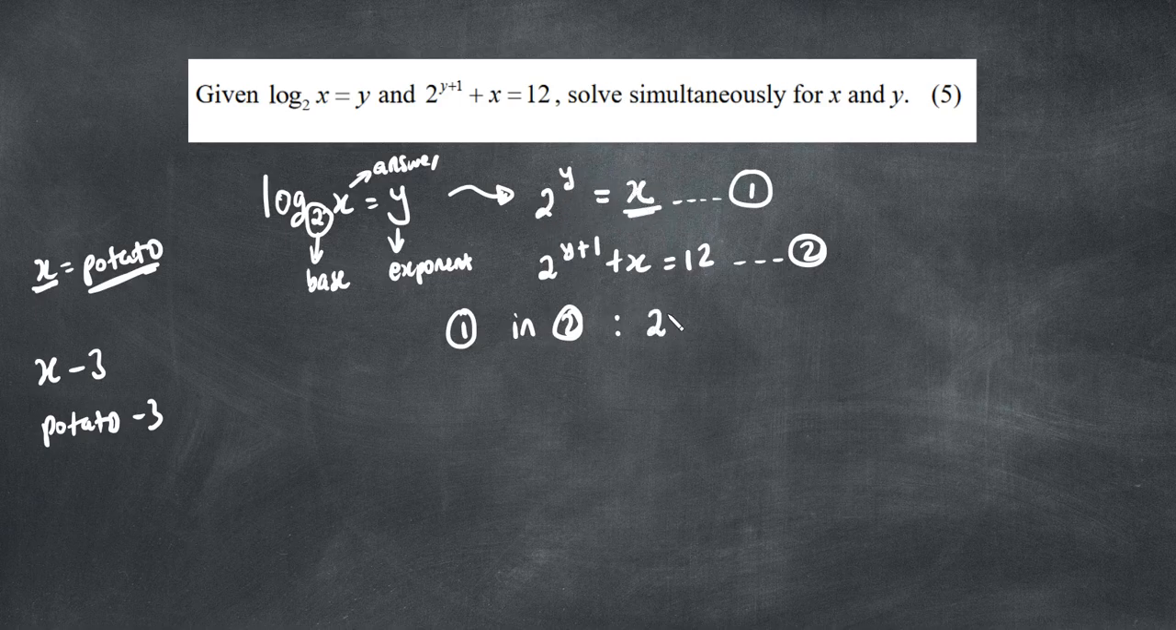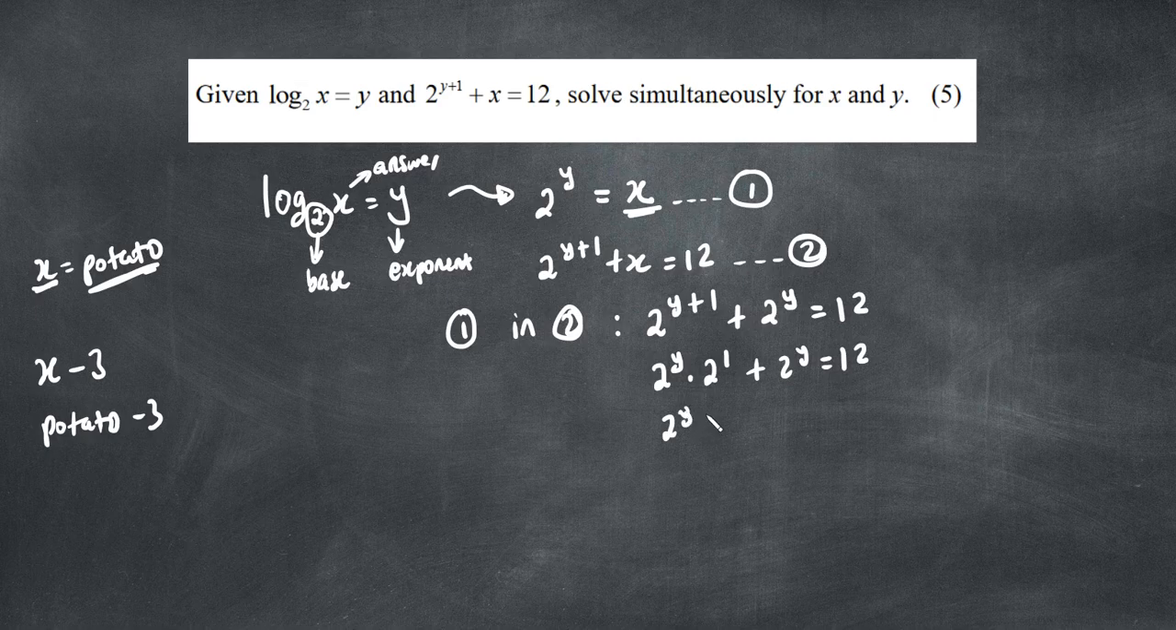Now you're going to have 2 to the power of y plus 1 and then plus 2 to the power of y is equal to 12. Now you have a bit of an equation there. Remember, these are exponents, so you can separate it into 2 to the power of y times 2 to the power of 1, plus 2 to the power of y is equal to 12. Then you can take 2 to the power of y as a common factor so that you are left with 2 to the power of y times (2 to the power of 1 plus 1) is equal to 12.